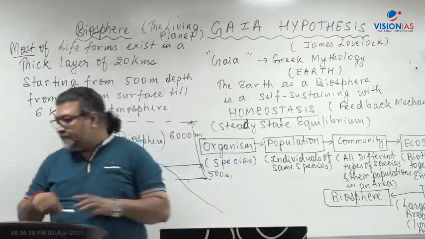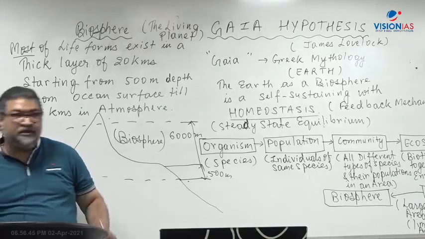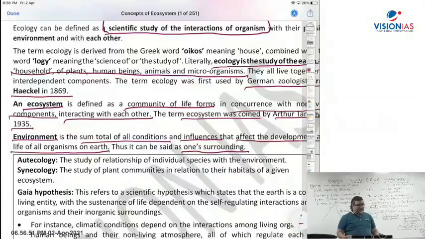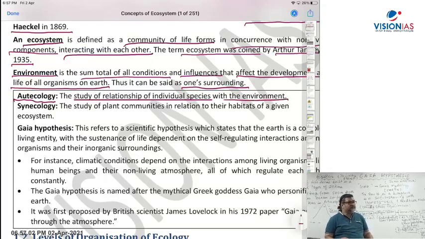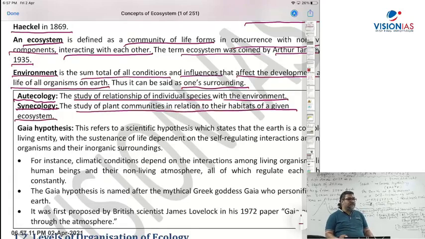So let us now look at this particular part, and also the Gaia hypothesis which has been given there, right? Now let me mark important points. Looking at this box, the two important areas of ecology: first, autecology. That is the study of the relationship of individual species with the environment, right? And second is called synecology. That is the study of plant communities and animal communities with respect to the ecosystem. That is called synecology, or what is sometimes also called community ecology.